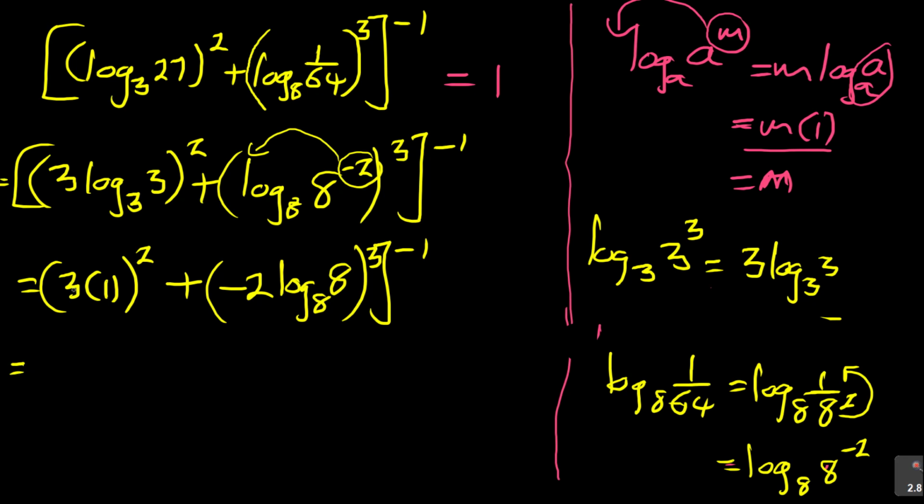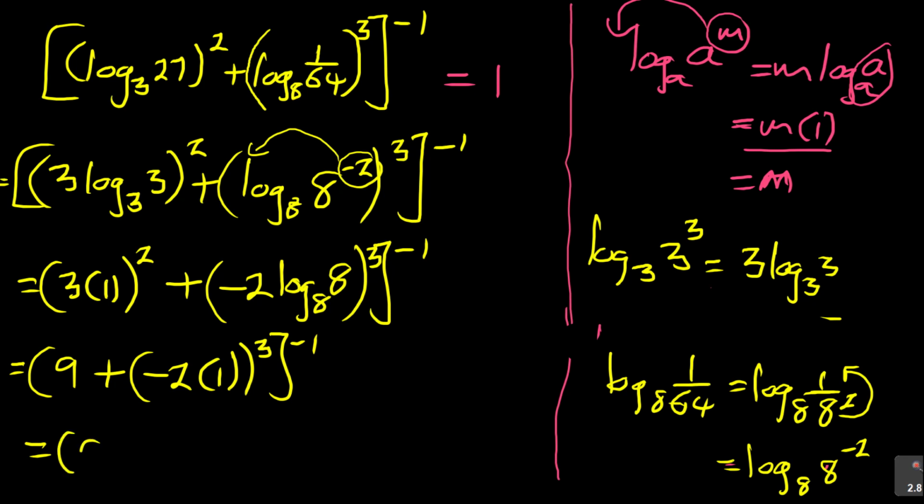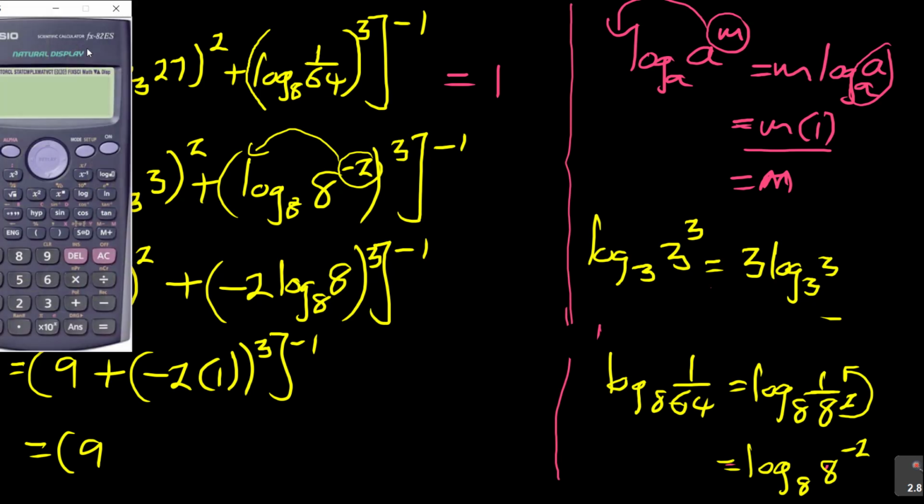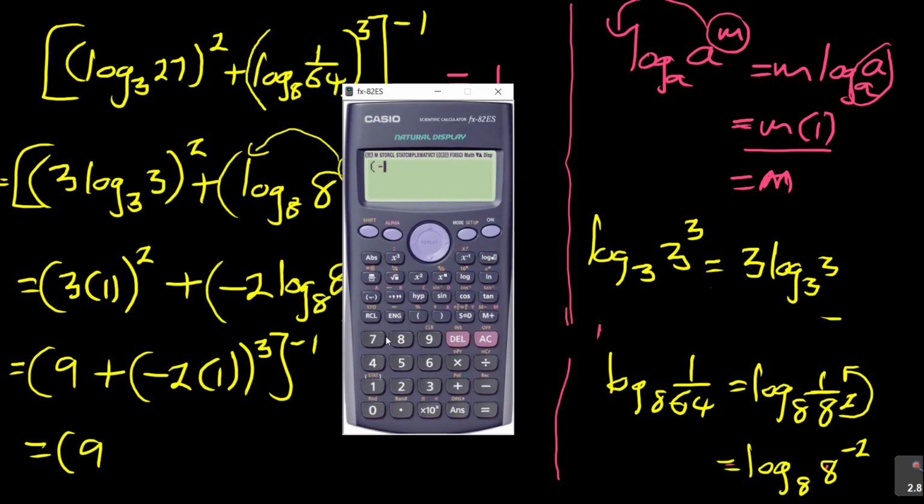Which is equal to, now when you do that, 3 squared. What is 3 squared? This is same as 9, and then you have plus again negative 2, 8 and 8 gives you a 1 in brackets to the power of 3 in brackets negative 1. Are you seeing that? Which is 9. Now this is same as minus 2 to the power of 3. So if you say negative 2 to the power of 3 with the calculator, I have here negative 2 cubed is equal to negative 8.